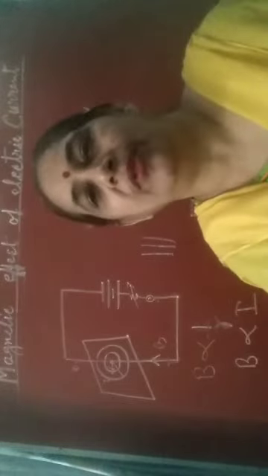Here the magnetic field depends upon three factors. Same as before, the magnetic field is directly proportional to current. Magnetic field is inversely proportional to distance. And one more, the magnetic field is directly proportional to the number of turns of wire around it. If the number of turns is more, the magnetic field is more. If the number of turns is less, the magnetic field is less.